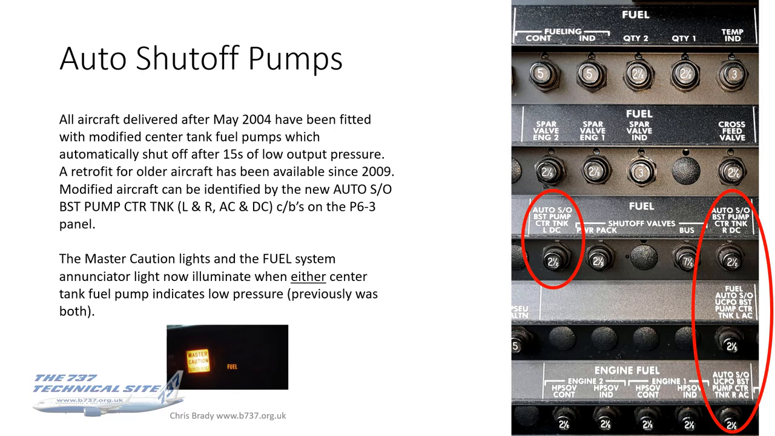The master caution lights and fuel system enunciator light now illuminate when either center tank fuel pump indicates low pressure, and it always used to be when both indicated low pressure. So again, this was one of the changes that was incorporated.